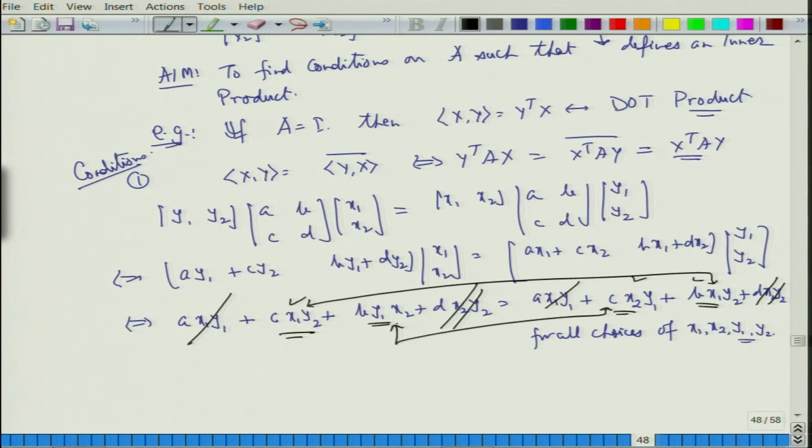All right. So if we take b equal to c, then we get that <x, y> is indeed equal to the conjugate of <y, x>, for all x, y belonging to R2. Is that okay? So therefore the first condition requires that the matrix A has to be symmetric. Fine. Condition required.